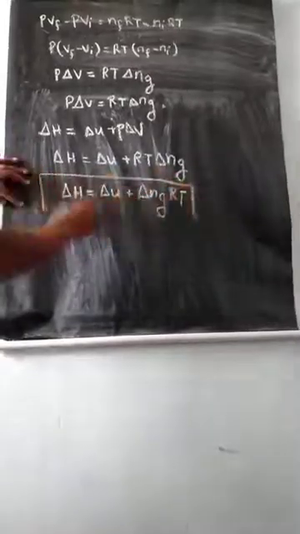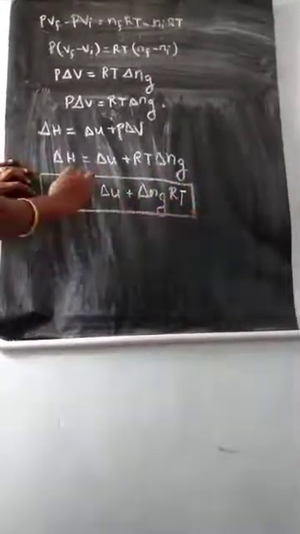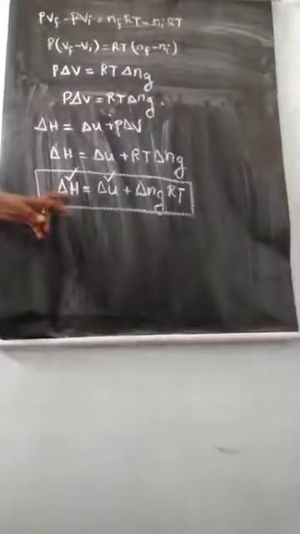Understand? This is the relation between enthalpy and internal energy. This is also one of the important 5-mark questions: derive the relation between enthalpy and internal energy. Understand this topic? Any doubt?